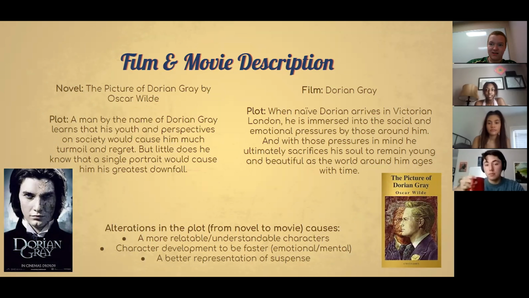The plot of the movie is Dorian's emotional pressures in his mind. He ultimately sacrifices his soul to remain young and beautiful as the world around him ages with time. The alterations from the book to the movie are more relatable and understandable characters in the movie. The character development is faster in the movie, as well as a better representation of suspense.